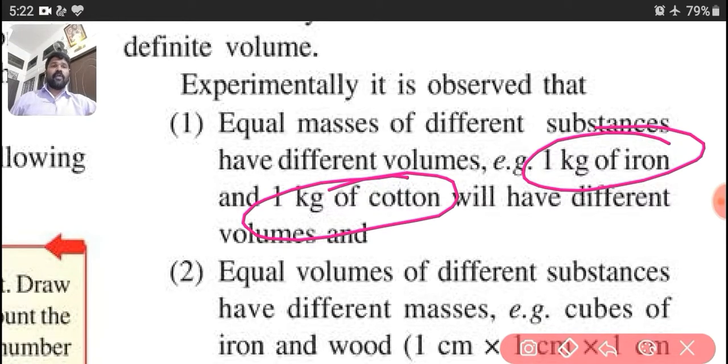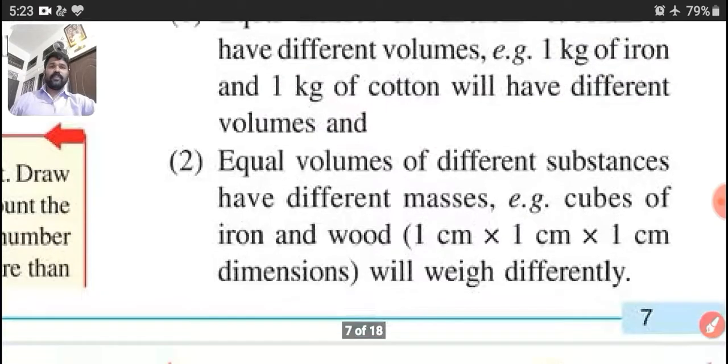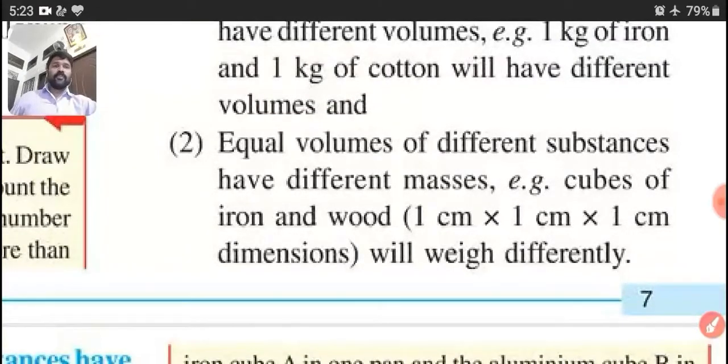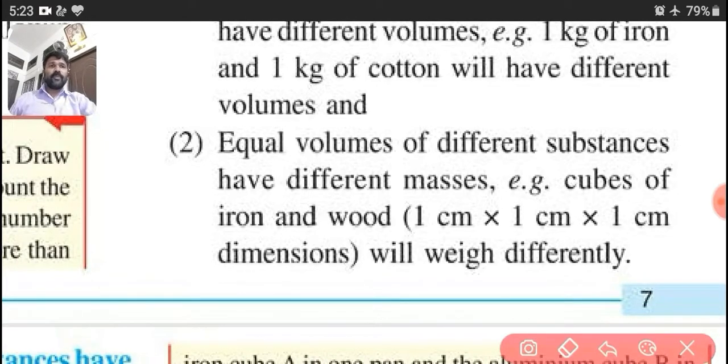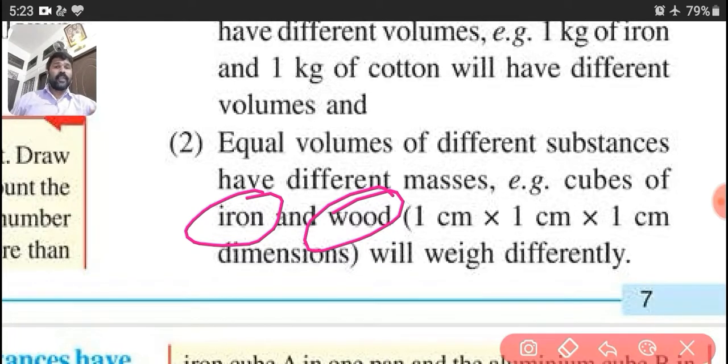Equal volumes of different substances. First, we have discussed equal masses of different substances have different volumes. And here vice versa, equal volumes of different substances have different masses. Example, cubes of iron and wood will weigh differently. Clear? Cubes of iron and wood weigh differently.